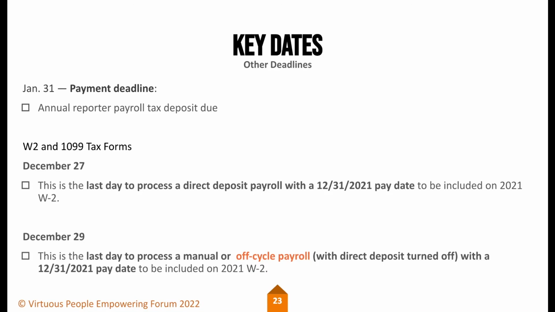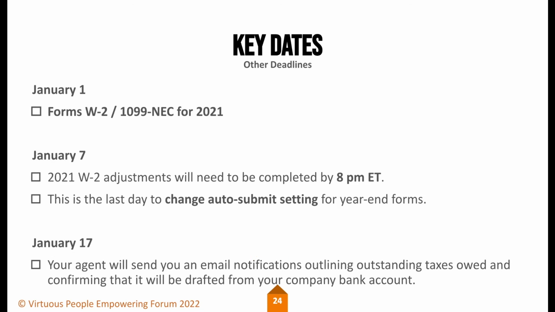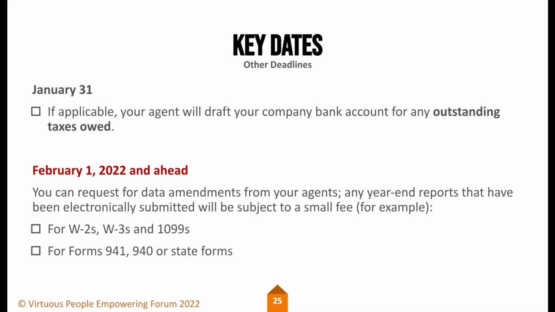It's the most wonderful time of year, year-end. As you process payroll during this time, be sure to keep these dates and deadlines for the W-2 and 1099 tax forms in mind. Employers who process manual off-cycle payroll will be required to write checks to pay their employees. Other key dates in January. Other key dates for January and February.